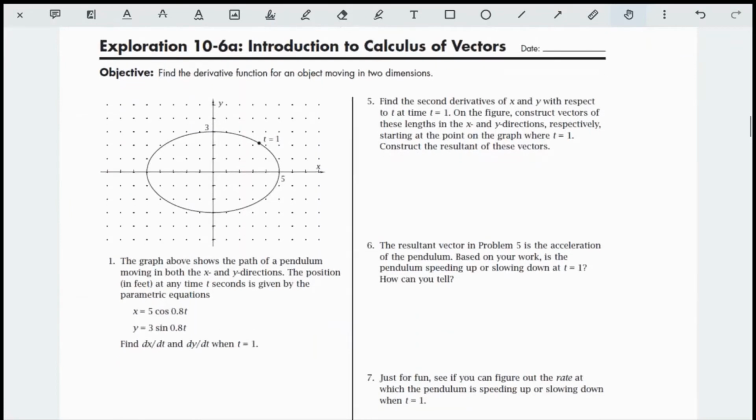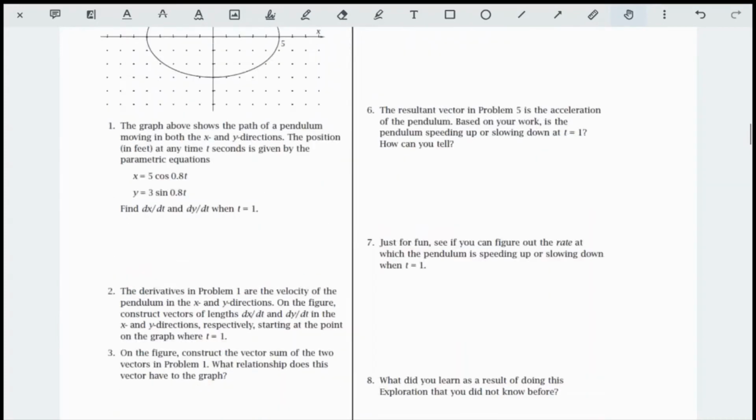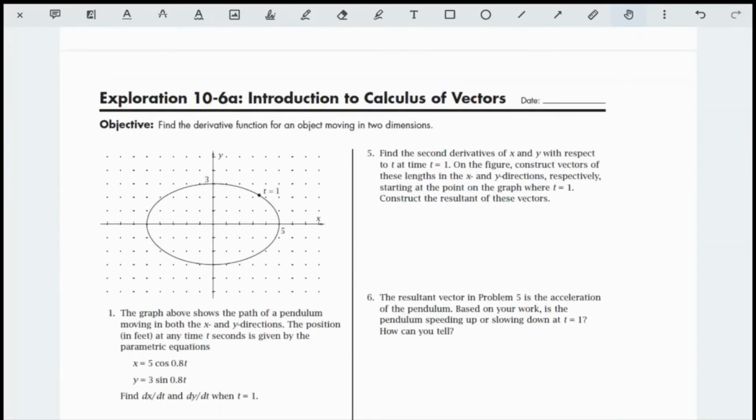Okay, so on this next page, I have an exploration for you on just doing a little bit of work with vector calculus. What you're given on this problem is a pendulum that is essentially moving in the shape of an ellipse. And you can see that that path is given in the form of parametric equations. So what I want you to do is try to solve through these problems and work through some of the vector calculus that shows up in order to answer these questions.